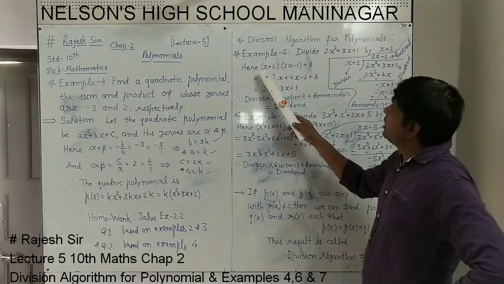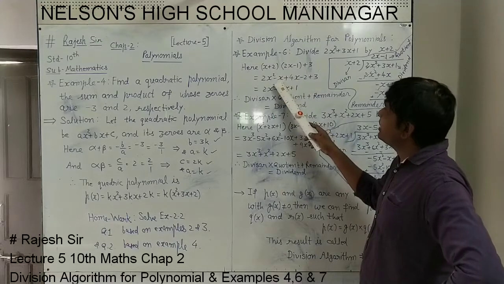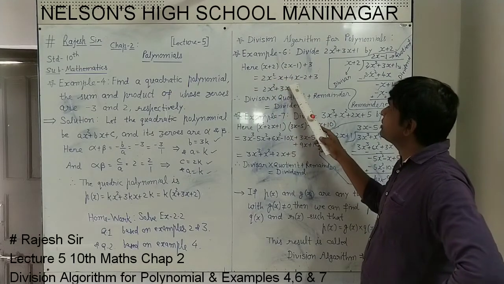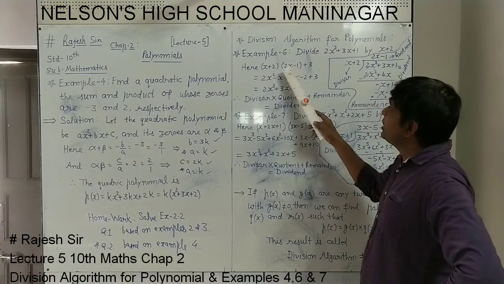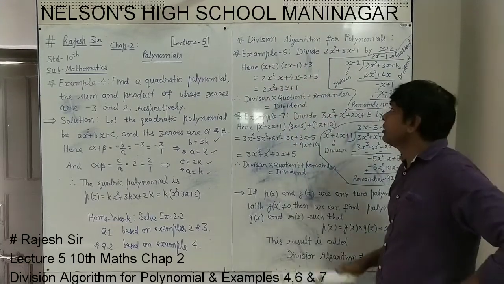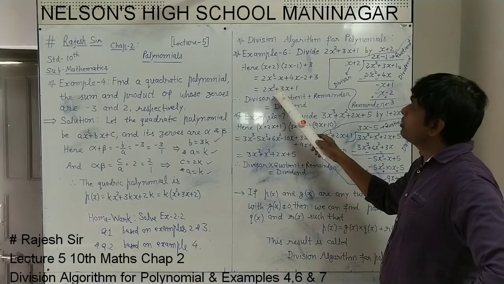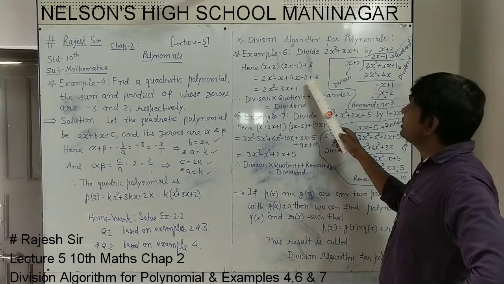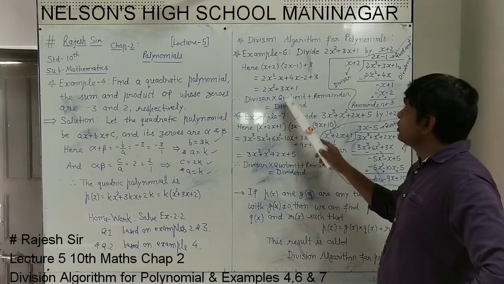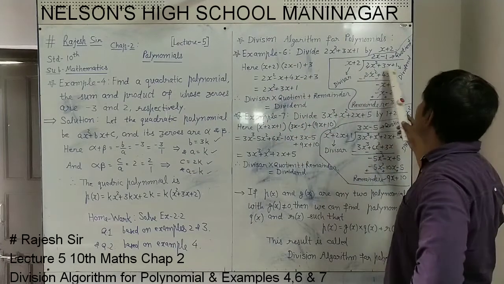Let's see what happens. x into 2x will be 2x squared. x into minus 1 will be minus x. Then by 2 multiply: 2 into 2x is 4x, plus 2 and minus 1 multiply, plus into minus gives minus, 2 ones are 2, and plus 3. So 2x squared as this, x terms are 4x and minus x, it will be plus 3x. And constant terms are plus 3 and minus 2, so plus 1 remains. So what do you get here? 2x squared plus 3x plus 1, it is the division only.